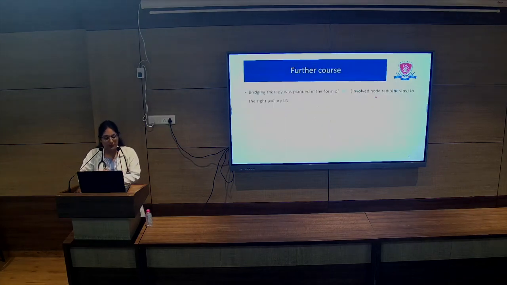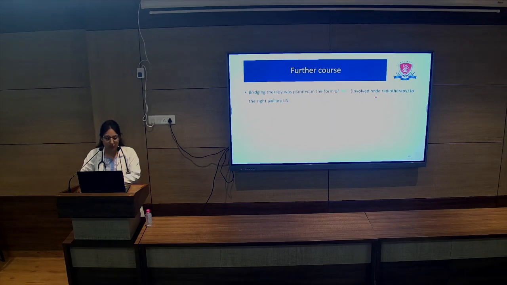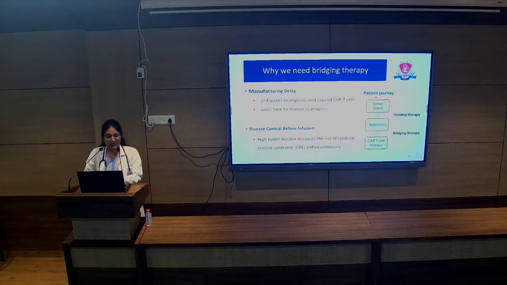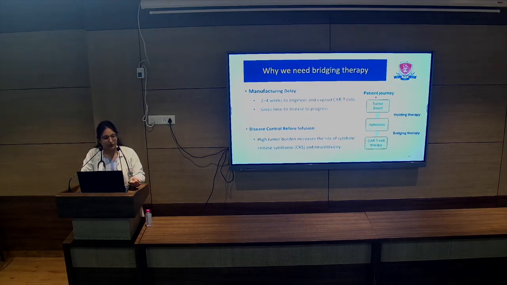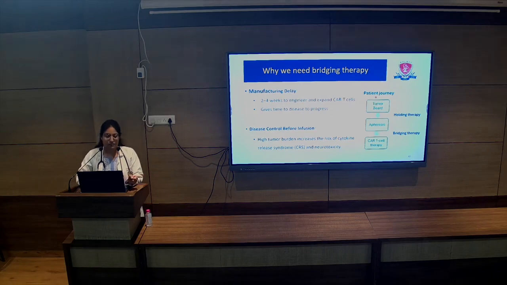Now, further course, we had to give the patient a bridging therapy which was planned in the form of involved node radiotherapy to the right axillary lymph node. Now, what is bridging therapy? When we plan a patient for CAR T cell, we first need to take the cells from the patient and then transfuse them back. But during this process, there is a manufacturing delay of 2 to 4 weeks. So, to stop the disease from progressing during this time, we need to give bridging therapy. Second reason was that if there is a high tumor burden before the CAR T, there are more chances of toxicity like CRS and neurotoxicity.